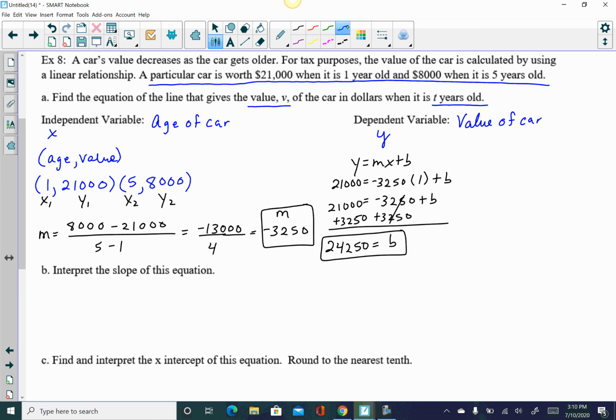Last step, get your equation. Final answer, to be sure you don't forget to do this: y equals negative 3250x plus 24,250. That's our final answer. Let me see if I can fit it all on there so it looks better.